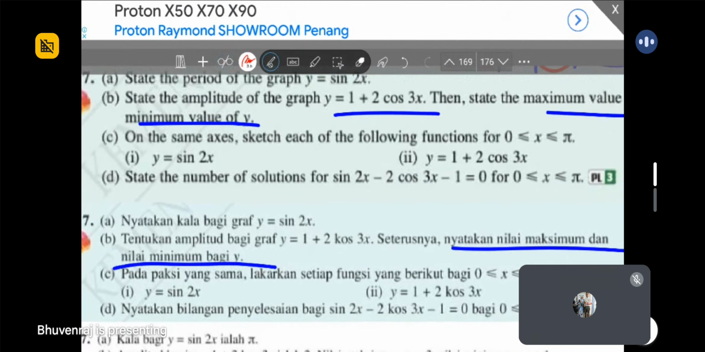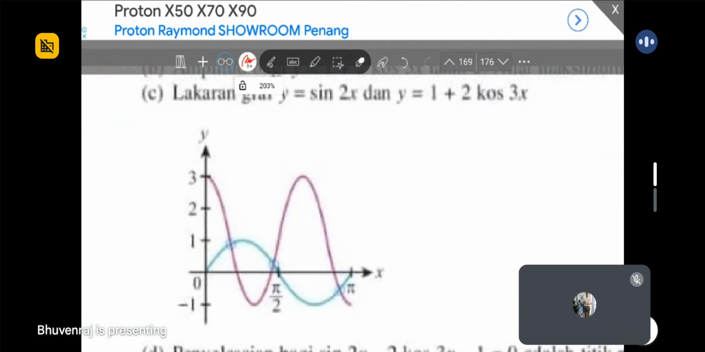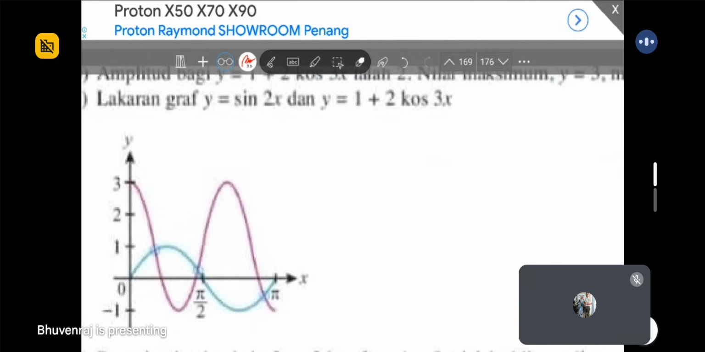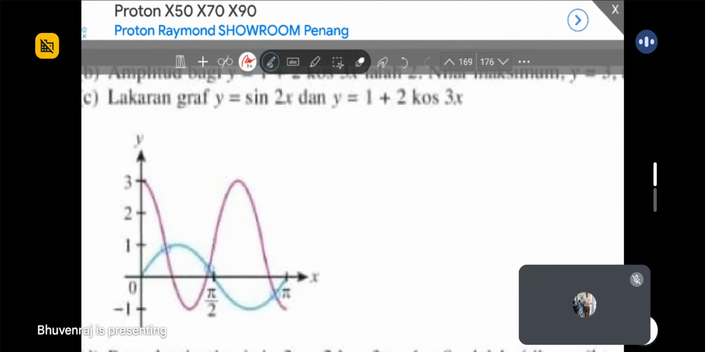Okay, next one. So next question, they ask you to sketch the following graphs. Kamu kena lakar kedua-dua graph yang ni. So the first graph, y equals sin 2x. Again, plot the table. When you draw the graph, you will get something like this. You can see for your sine graph, you can have a few points. 1 point, 2 point, 3 point, 4 point, 5 point.